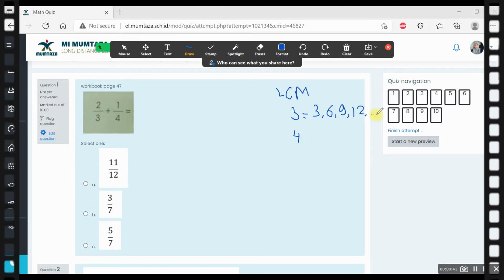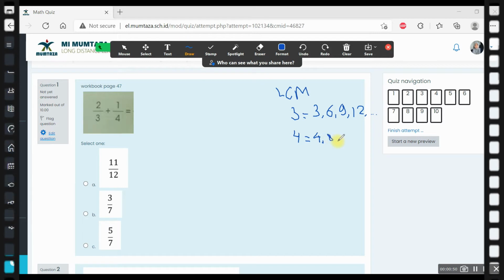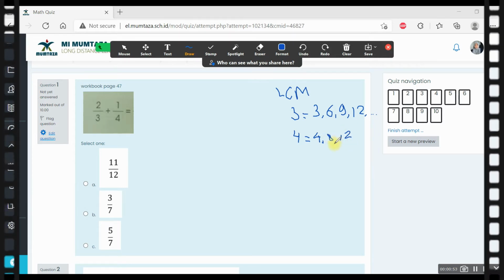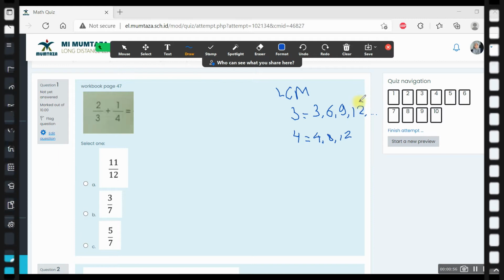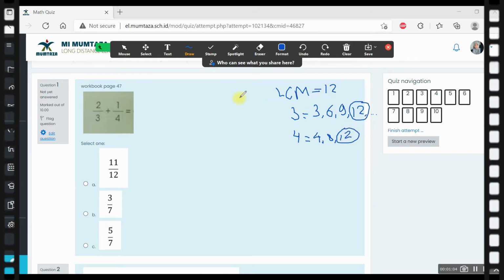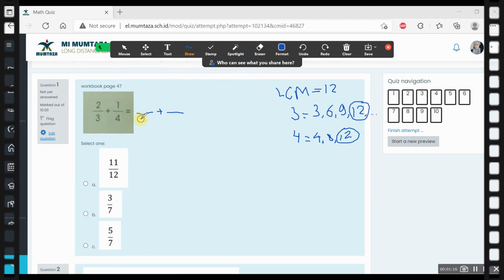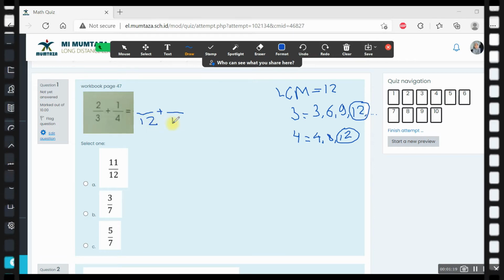And then how about multiples of 4? The multiples of 4, so 4 times 1 become 4, 4 times 2 become 8, 4 times 3 become 12. So we get the same number. The LCM is 12. Because the LCM is 12, so we can find the equivalent fraction or the new fraction. The bottom number or denominator is 12. After this, we can find the new fraction.